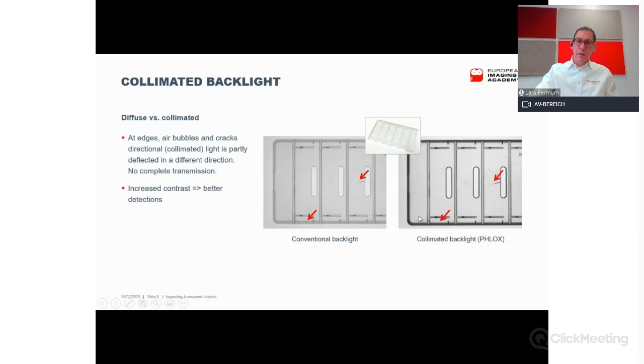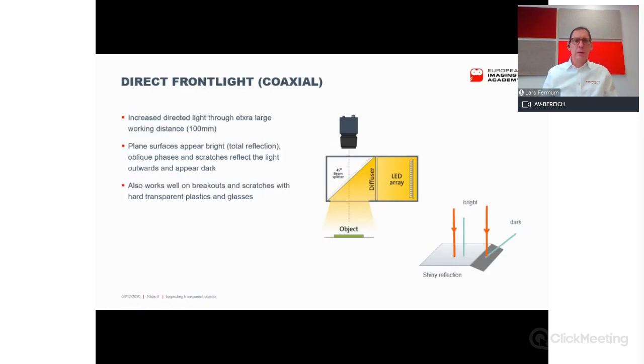So areas with lower transmission are the result because directed light is sometimes deflected in other directions. And this can be easily seen here if you compare these two images. In addition to the shown backlight applications, other lighting techniques also can be used to illuminate transparent objects. We will now discuss these. So let's have a look to the next.